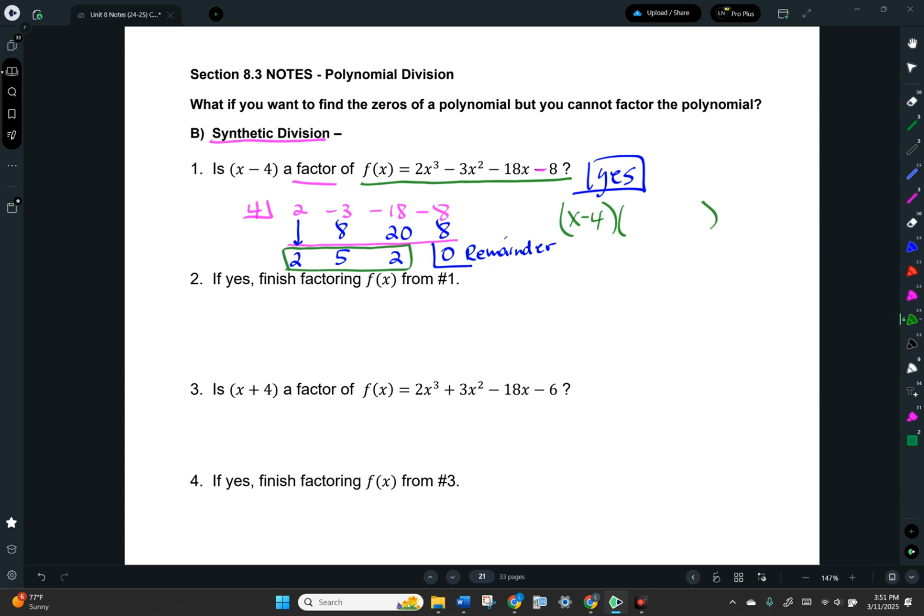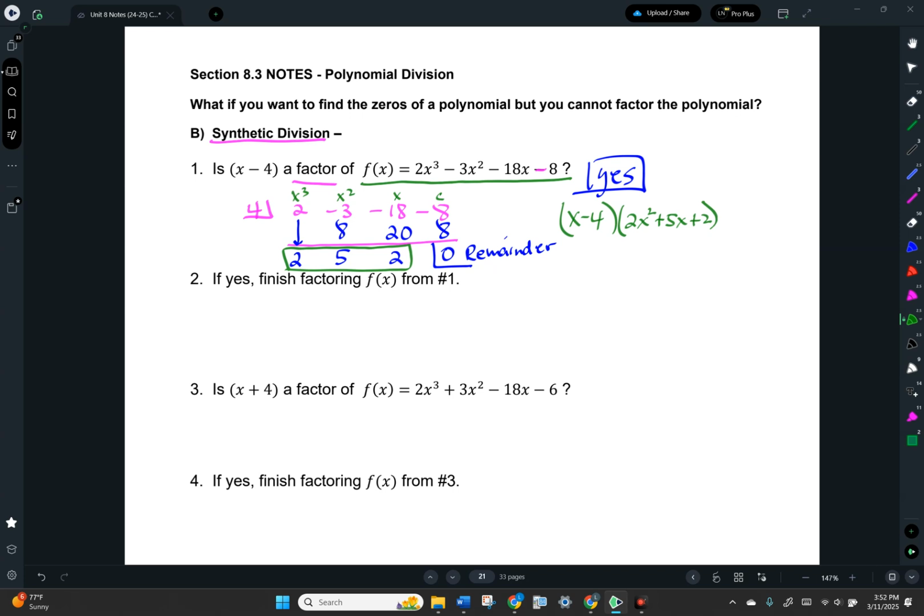You're like, what? Well, remember how we ignored the x's, but we said, hey, this was from the x cubed, this was from the x squared, and this was from the x, and then this was just that constant at the end, right? So the answer down here is in front of x's, but when you divide, you decrease your exponent by 1. So if the polynomial started as an x cubed, then this 2 right here represents a 2x squared. And then this would be a plus 5x. And then you would end with plus 2. So that 2, 5, 2 represents 2x squared plus 5x plus 2.